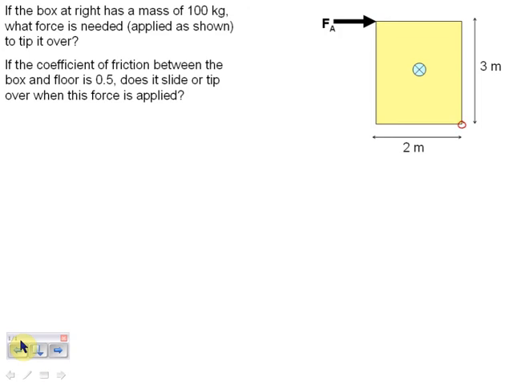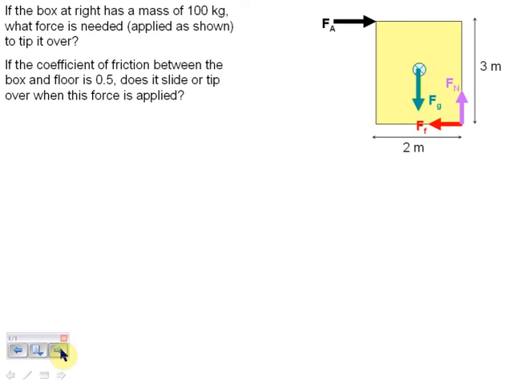So let's start by drawing a free body diagram, or adding some more forces to our object. We have a gravitational force acting through the center of mass. We have a normal force and a friction force acting at the bottom right corner, and we have our applied force acting at the top left corner. Now, when we're dealing with two-dimensional objects where you know the dimensions of the object, like we do in this case, it's often easier to use a lever arm technique of finding torques.